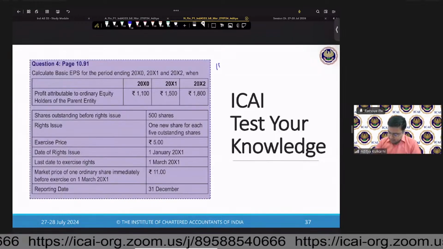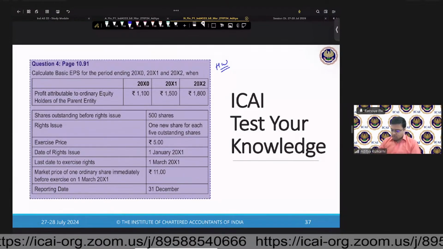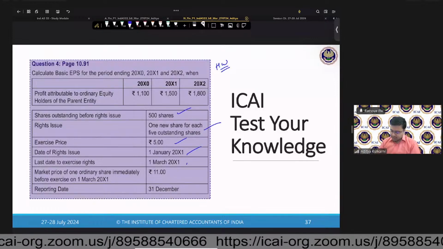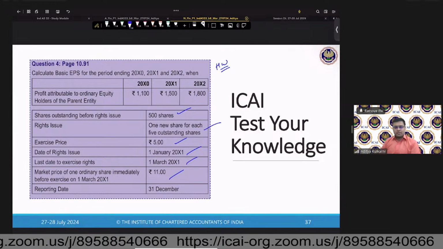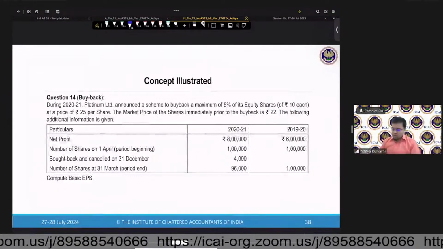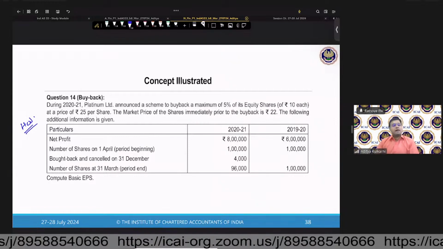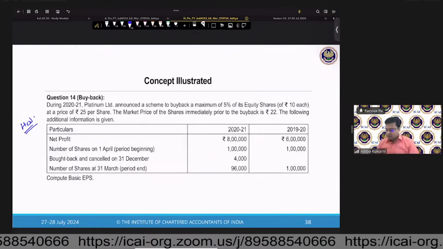All right. Same goes for this also. Shares before the rights issue, exercise price, date of rights, last date, market price, profits attributable to ordinary shareholders. So no issue. And this I have given you to try, something on similar lines as the rights issue. If we have any doubts, we can revert on this tomorrow.